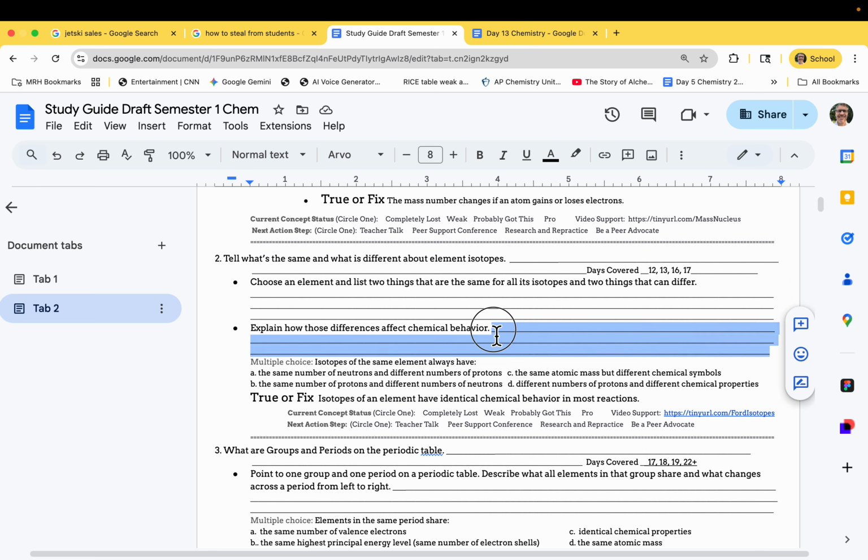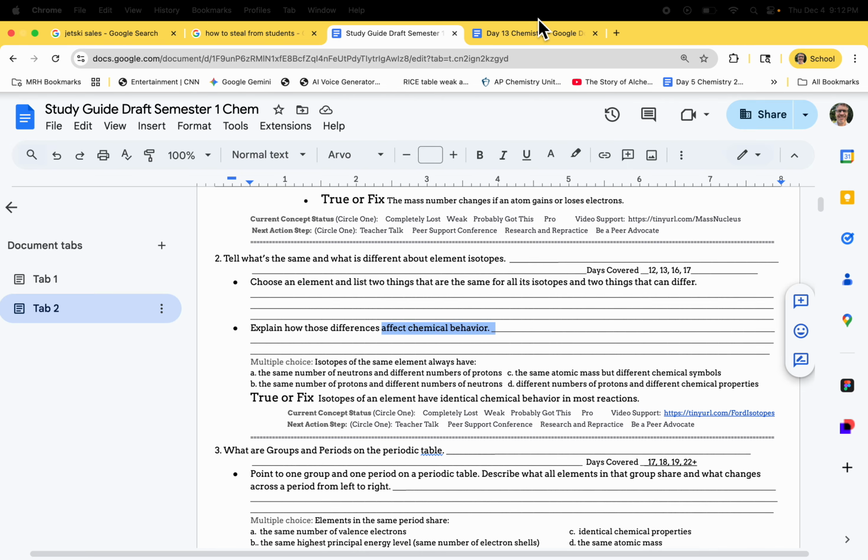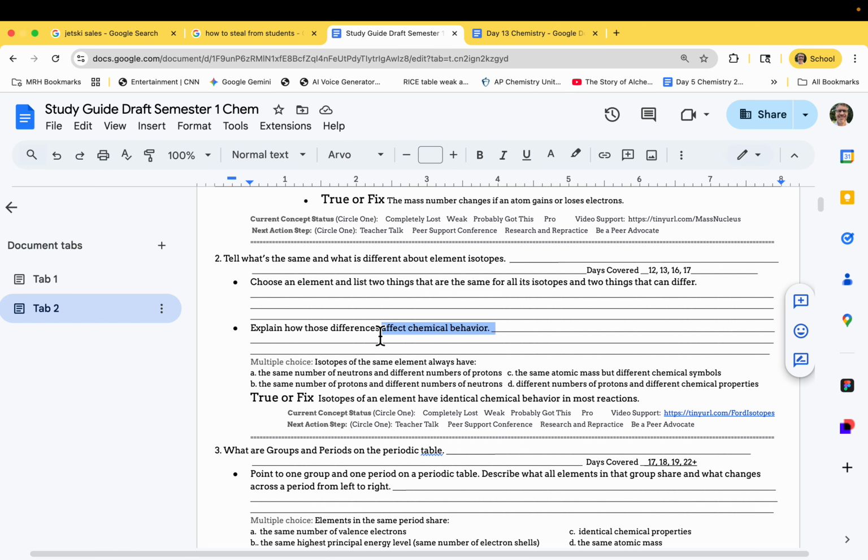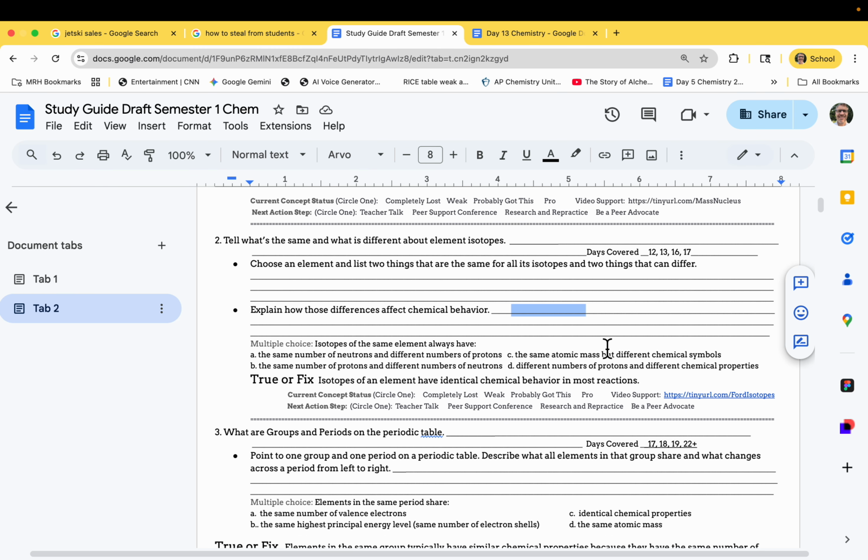The answer here is simply that differences in mass number do not affect chemical behavior. So lithium isotopes all act the same. This lithium and this lithium and this lithium have different masses, but their chemical behavior is identical. So explain how these differences affect chemical behavior. Differences in mass do not affect chemical behavior.